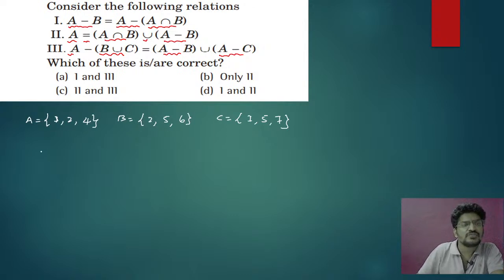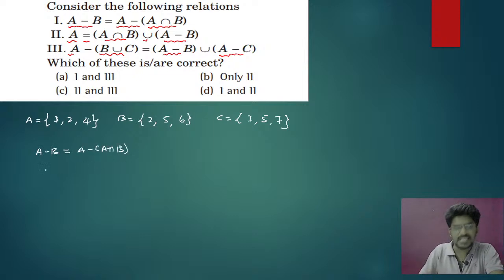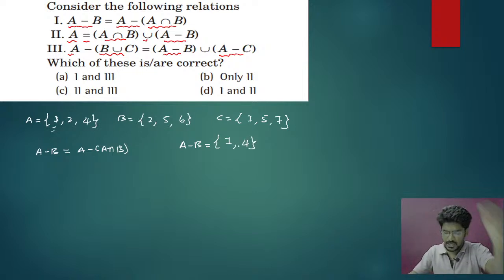So now what is the first statement? A minus B equal to A minus of A intersection B. Let us calculate LHS and RHS. First you calculate A minus B. What is going to be A minus B? The element which is in A but not in B. So we have 1 which is in A but not in B, 2 is present in A, present in B, 4 which is present in A but not in B. So that will be 1 comma 4.